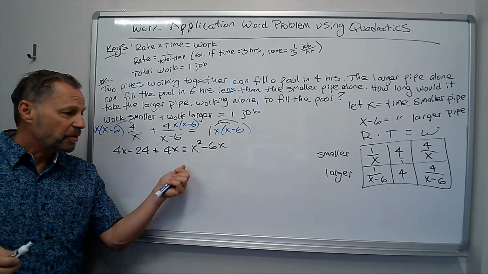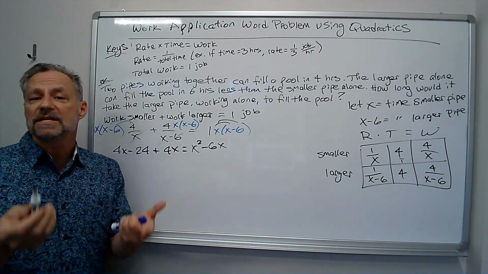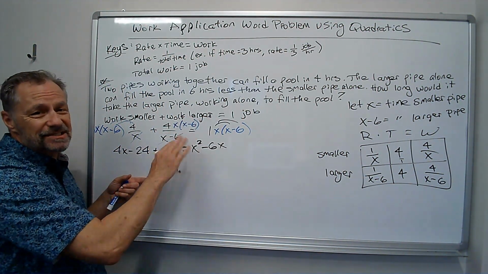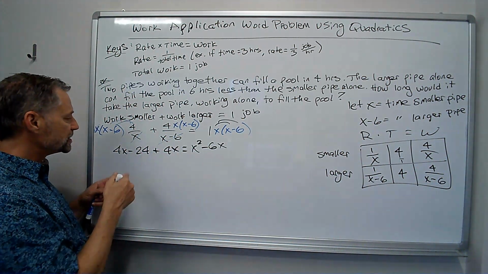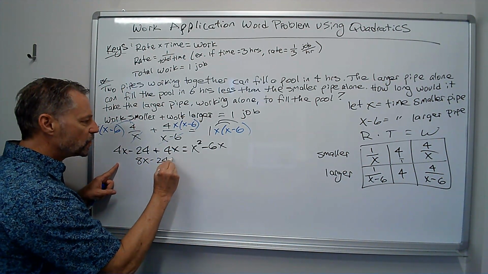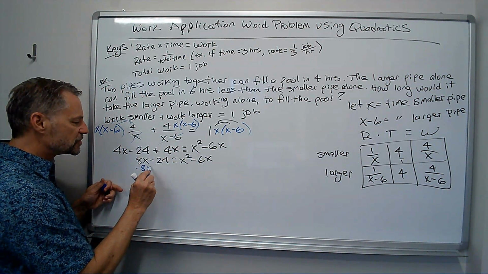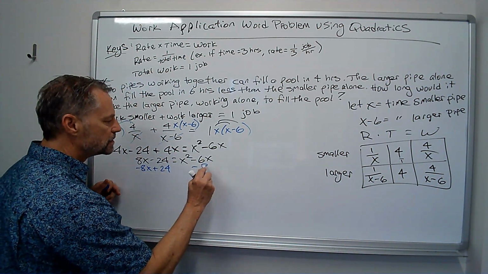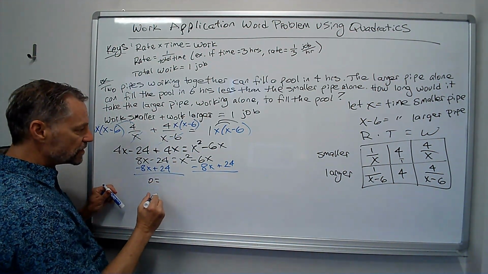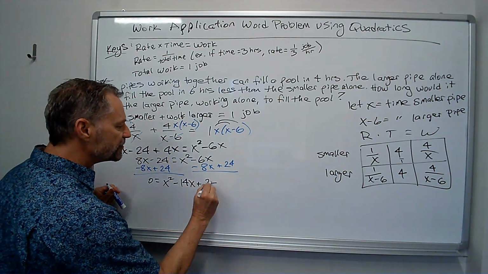Now, this is one of those problems. I have an x squared and I have an x. I'm going to need to set it equal to 0 to either factor or use the quadratic formula. If I only had x squareds and no x's, I could just isolate the x squared and take the square root, but that's not the case. So combining like terms here, that's 8x. So I get 8x minus 24 equals x squared minus 6x. I need to get it set equal to 0. I'll subtract the 8x and add the 24. So I get 0 equals x squared minus 14x plus 24.